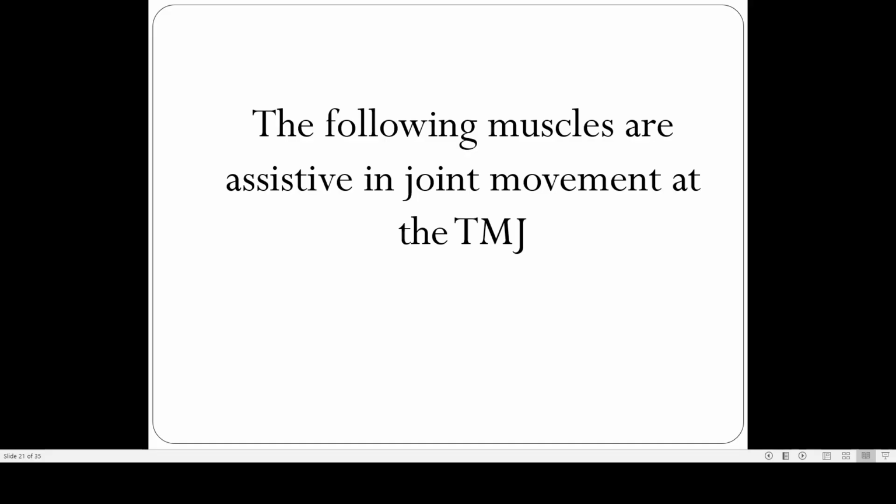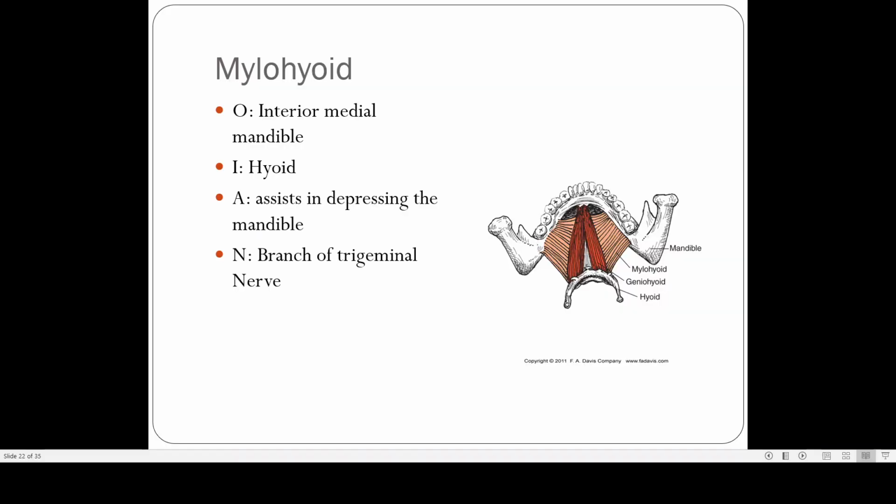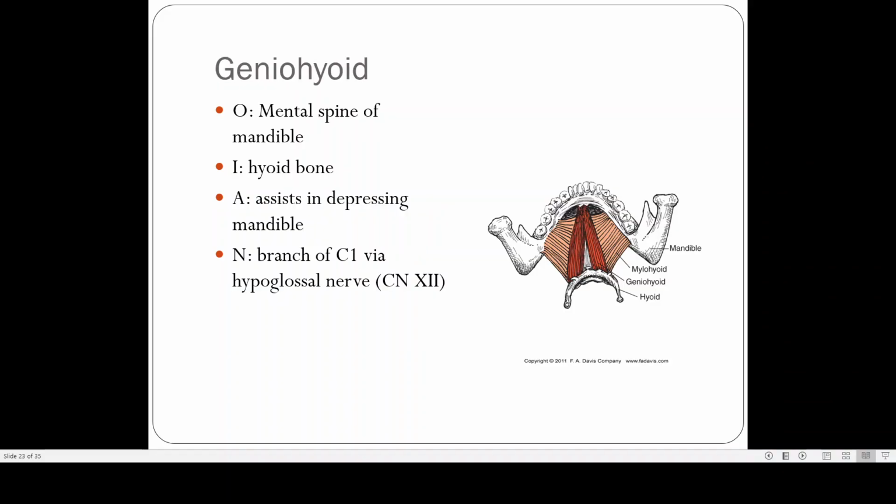Again, those are our main ones, but then we also have muscles that are assistive at the TMJ. The first set of muscles here are suprahyoid, in that they live above the hyoid bone. And so the names of these muscles can tell us a lot about what they are attaching. Mylohyoid is going to be that wider light orange muscle here, coming off the inferior medial, so inside the mandible, down to the hyoid. It helps with depressing, so pulling the mandible towards the hyoid, and it comes off the trigeminal nerve. Geniohyoid is going to be that darker orange, more straight up and down muscle there, coming off the mental spines, which is on the inside of the mandible, going down to the hyoid bone, helping with depression. It's a branch of C1 and the hypoglossal nerve, which is cranial nerve 12.